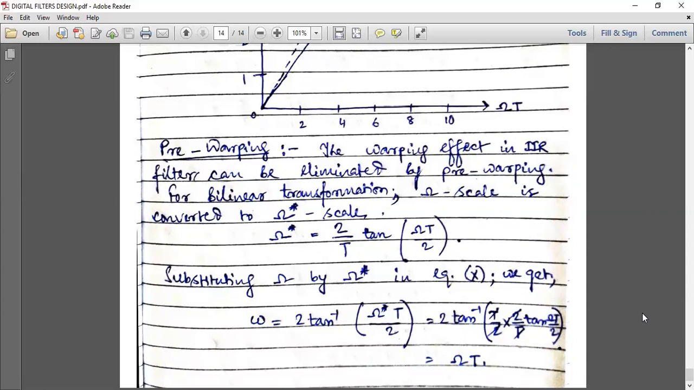Clear? So that's all for today: the bilinear transformation and the warping and pre-warping effect. In the next lecture, we'll go through the numericals of bilinear transformation and of impulse invariance also. Okay.